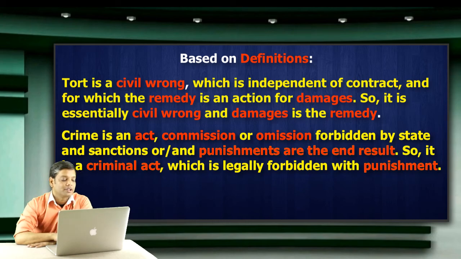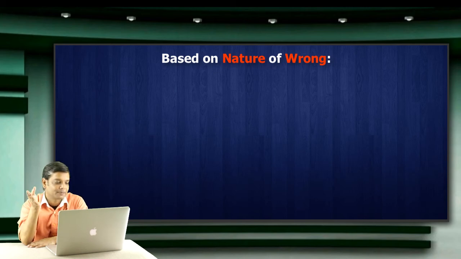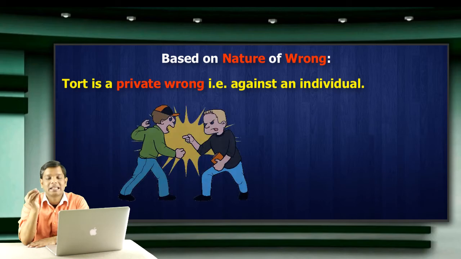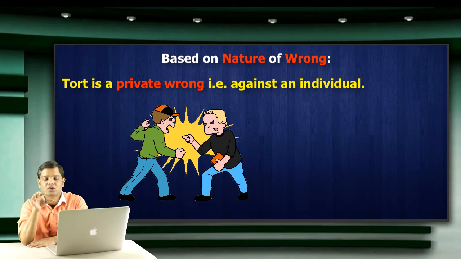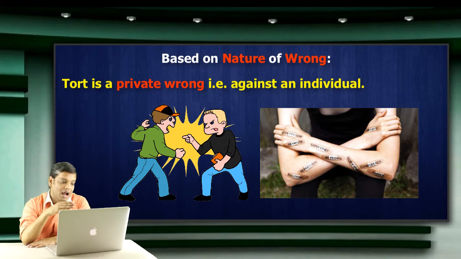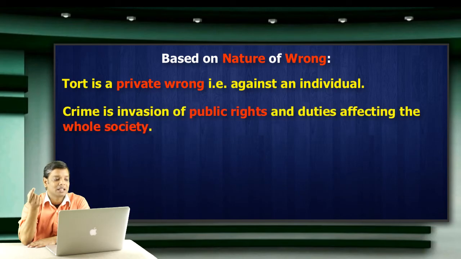Okay, so next one is based on nature of wrong. So what type of wrong is it? Tort is a private wrong that is against an individual. So if you negligently or intentionally harm someone, you are harming an individual. But under the criminal law, crime is invasion of public rights and duties affecting the whole society.